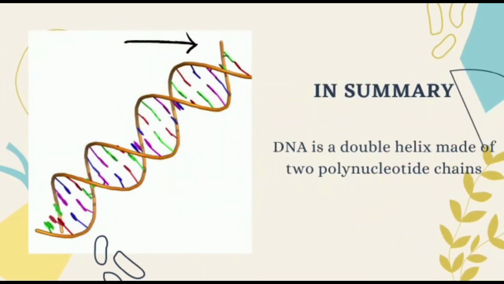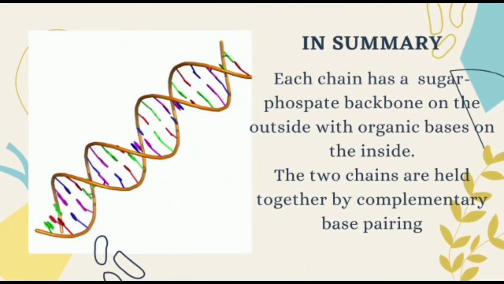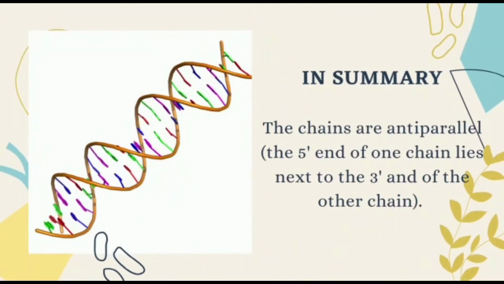In summary, DNA is a double helix made of two polynucleotide chains. Each chain has a sugar-phosphate backbone on the outside with organic bases on the inside. The two chains are held together by complementary base pairing. The chains are antiparallel. The 5 end of one chain lies next to the 3 end of the other chain.